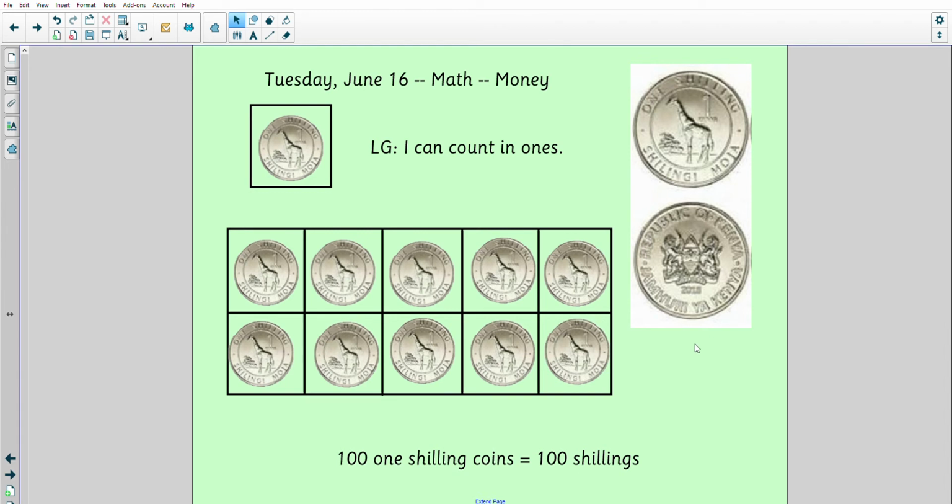Another important thing to note with coins, with the 1 shilling coin specifically, is that 100 1 shilling coins equals 100 shillings. We'll be talking about notes later in the week, so don't worry about that for now. This is just something that's quite helpful to know. 100 times 1 shilling coins equals 100 shillings.